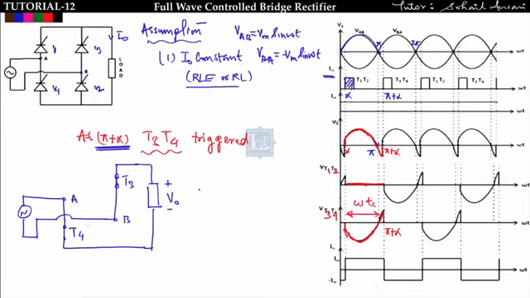So in this case also you can see the output voltage, applying KVL here. Let us say I am applying KVL from here. So plus V0 plus VAB is equal to 0. So V0 will come out to be minus VAB, or I can say VBA. So from pi plus alpha to 2 pi plus alpha, the output voltage will be equal to VBA. VBA will look somewhat like this.